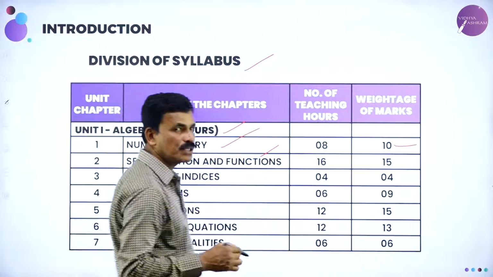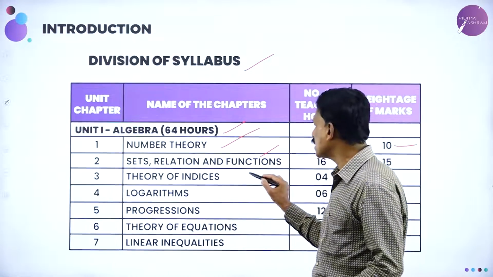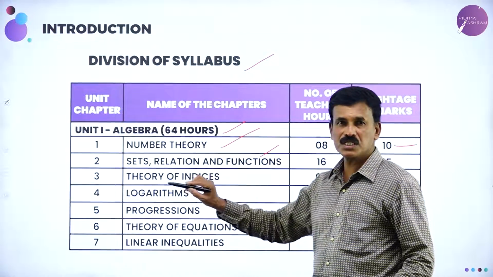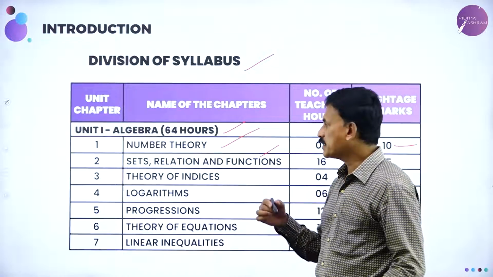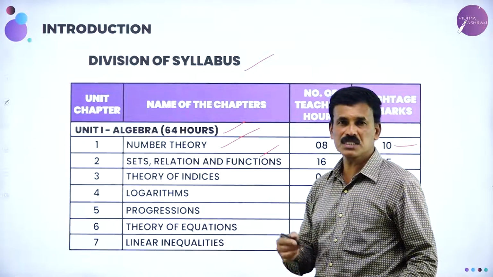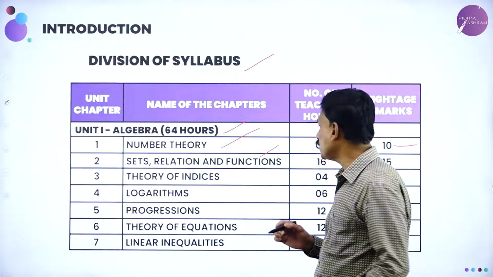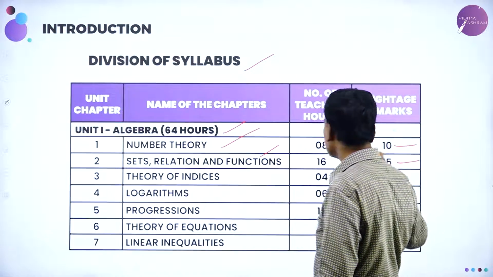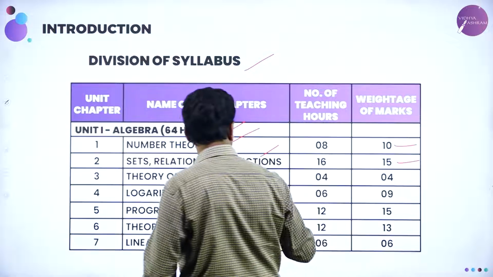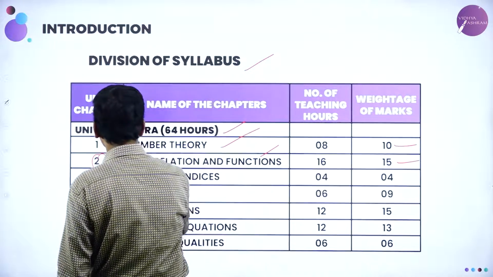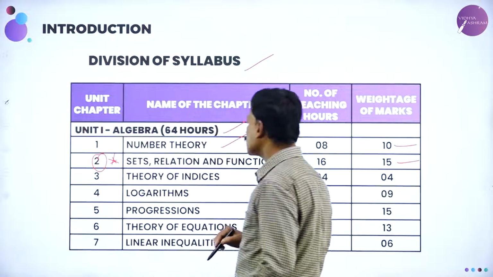And this is a very important and simple chapter, that is sets, relations and functions. Here you are going to study the different types of sets, the construction of sets and operations on sets like union, intersection, difference, as well as functions and different types of functions. For this the weightage is 15 marks. This is a very important chapter. 15 marks, sets, relations and functions.